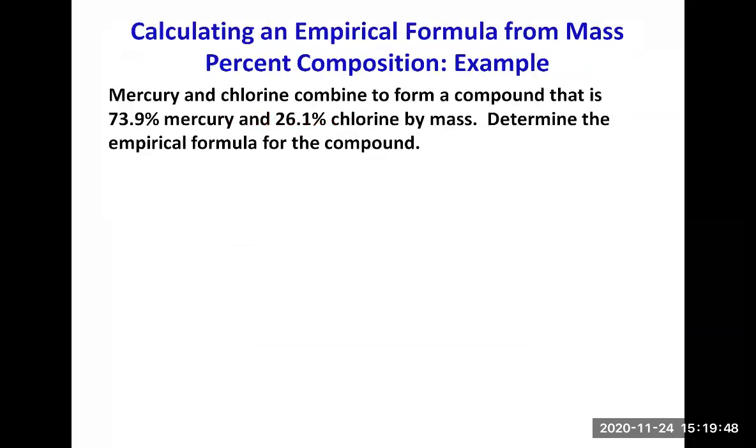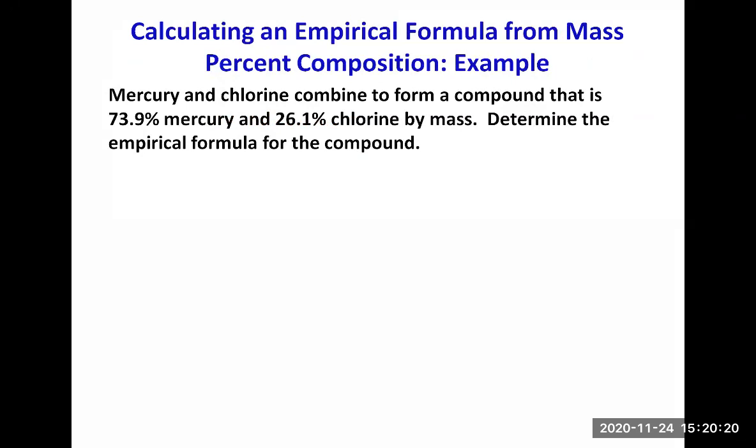So let's go through an example here that shows how we can calculate the empirical formula from the mass percent composition. So we have this other example: mercury and chlorine combine to form a compound that is 73.9% mercury and 26.1% chlorine by mass. If you add those two percentages, it gets to 100. Determine the empirical formula for the compound.